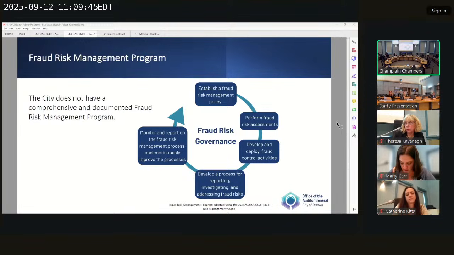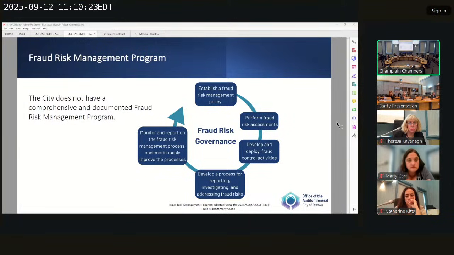Although the city has incorporated elements of fraud risk management within its fraud and waste policy and employee code of conduct, and there are many controls in place to prevent and detect fraud, the city does not have a comprehensive documented fraud risk management program. Without such a comprehensive program that includes a formal governance structure, the city may be limited in its ability to effectively manage fraud risks. As a result, we issued a recommendation for the city to establish such a comprehensive fraud risk management program, including the formal assignment of responsibility for fraud risk management to a single executive within the city.